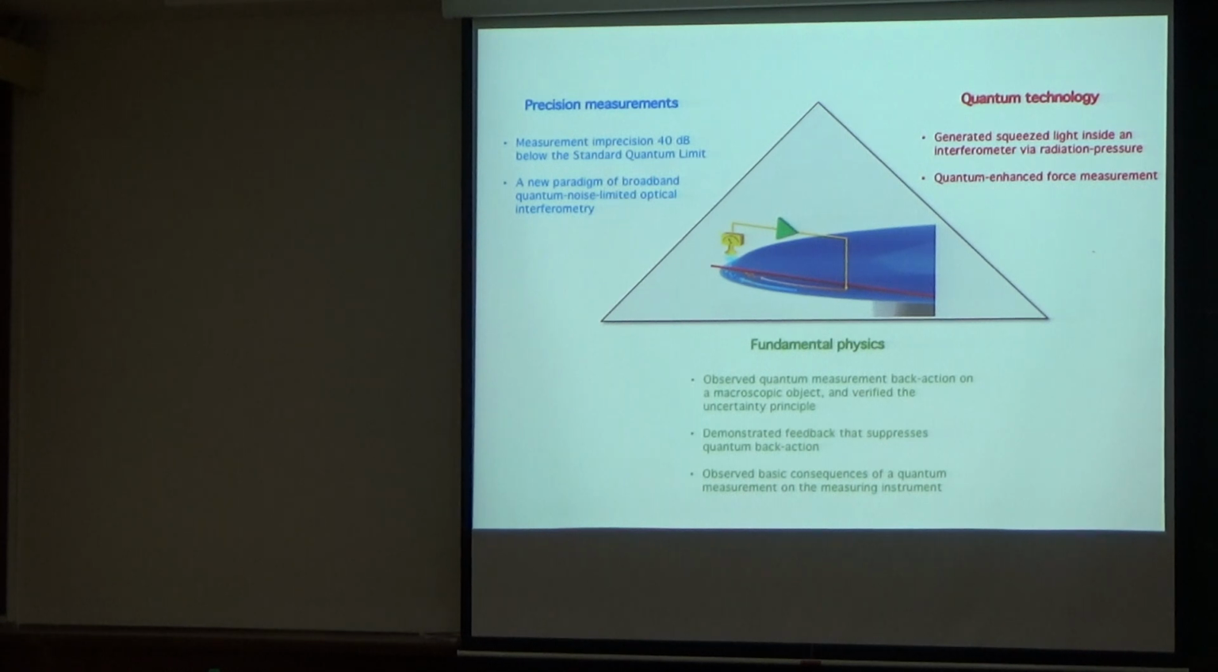One is quantum technology, so we can generate things like squeezed light and precision measurements. We've made the most precise measurement of a mechanical oscillator compared to its zero-point motion, and in fundamental physics, we observe things like quantum back action and the uncertainty principle on a nano scale object.